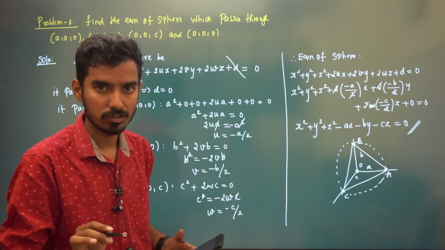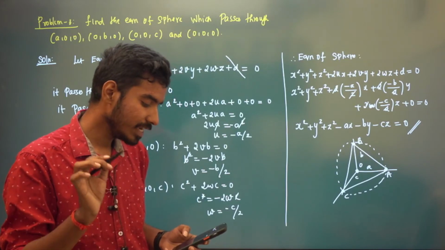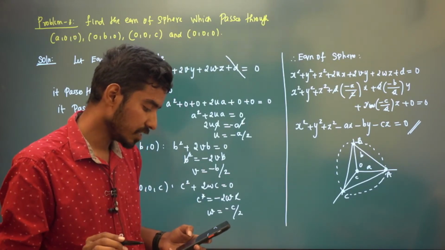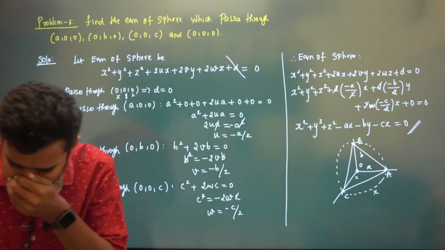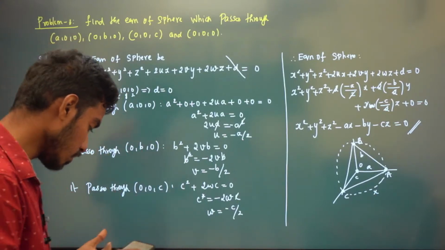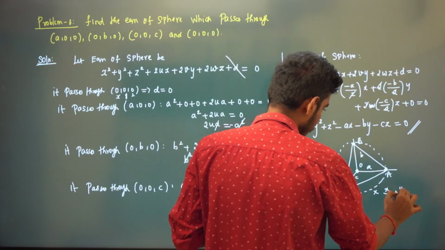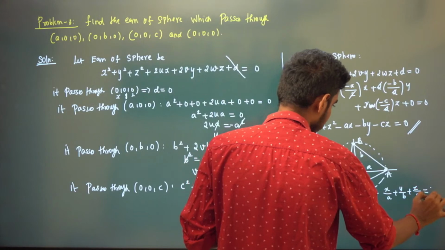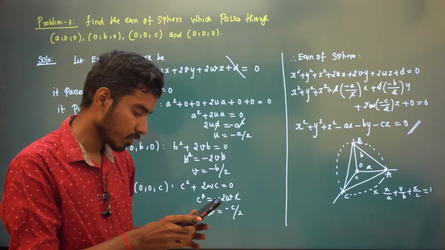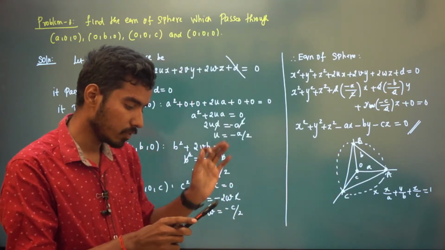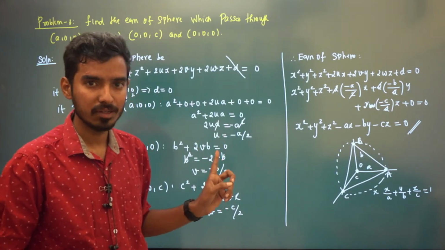The same question can also be asked like this: the plane ABC whose equation is x by a plus y by b plus z by c is equal to 1 meets the axis at ABC respectively. Find the equation of sphere OABC. Do you want me to write those two questions?